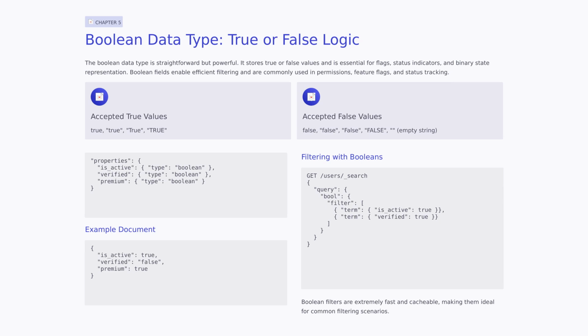Welcome to Chapter 5, where we dive into the Boolean data type, the backbone of true or false logic. Simple yet potent, it handles true or false values crucial for flags and status indicators. Booleans are key for efficient filtering, prevalent in permissions and status tracking. True values include true, while false values range from false to an empty string. Filtering with Booleans is lightning fast and cacheable, perfect for common scenarios like an RGT request for users. Booleans pack a punch, making them ideal for swift and effective data filtering.